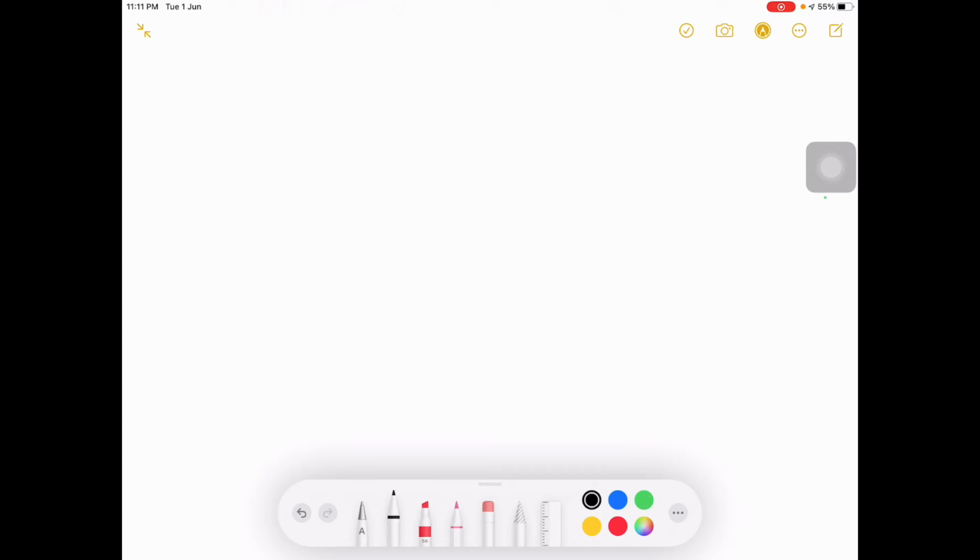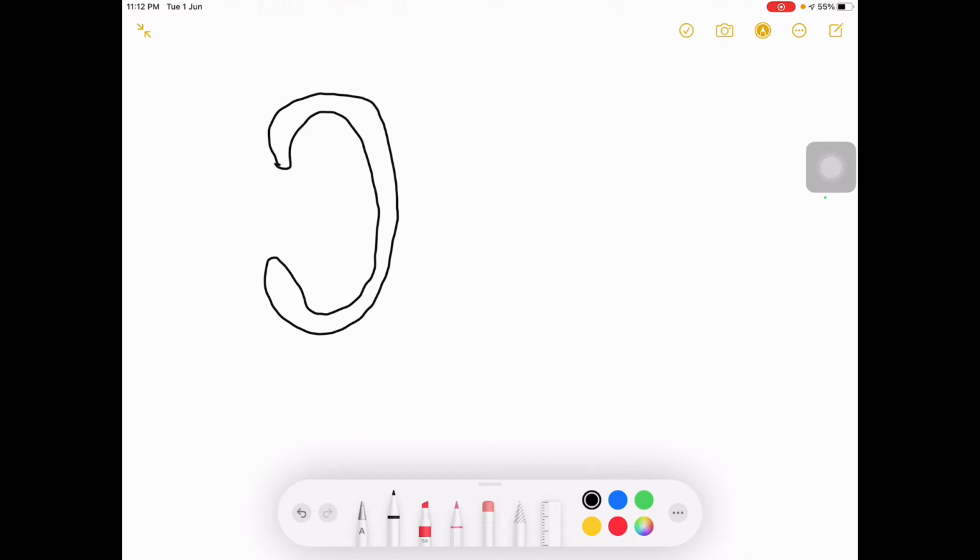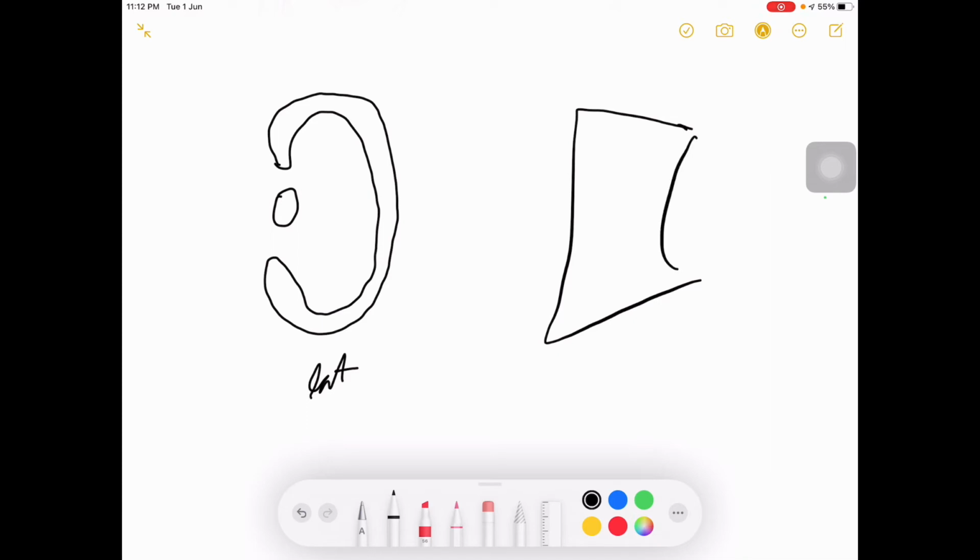Now we'll talk about the nerve supply of the external ear. We'll talk from both sides, from the lateral side as well as from the medial side. This is how it is. This is the lateral view and this is your medial view. This is your root. This is your concha.